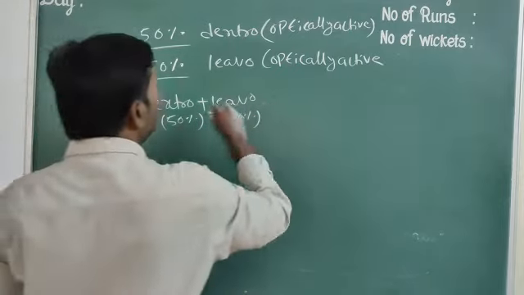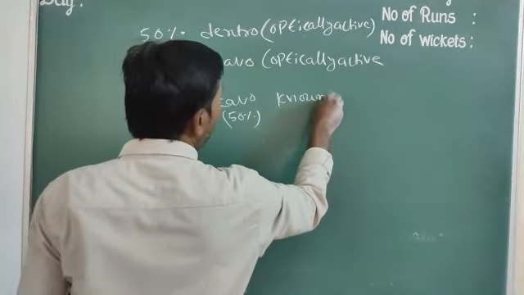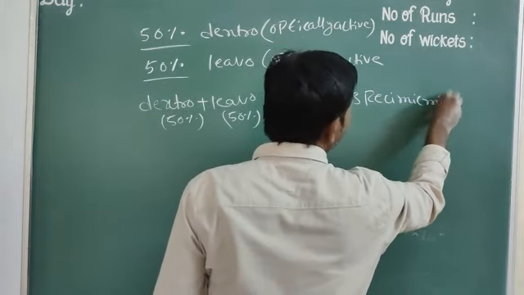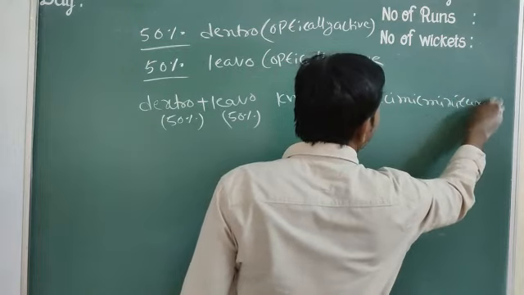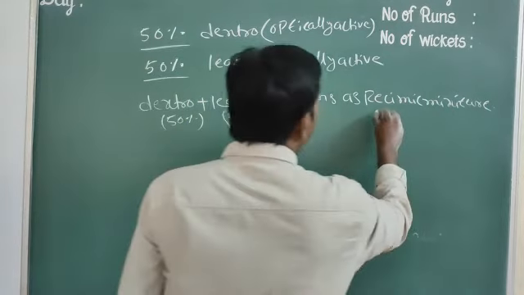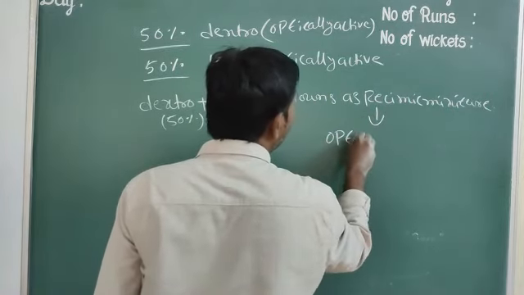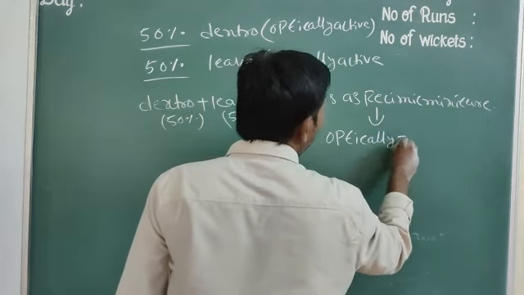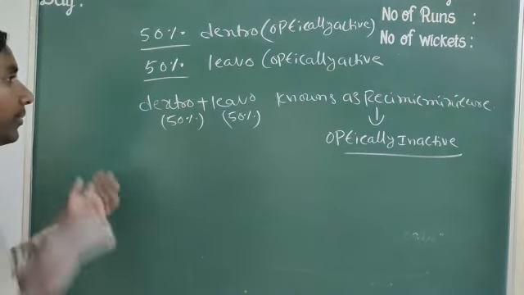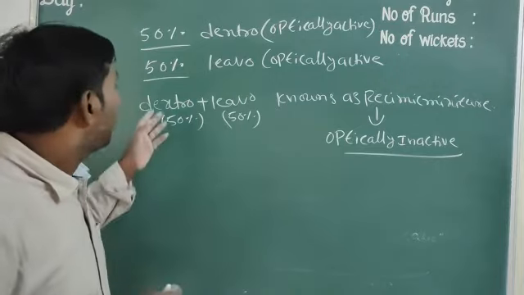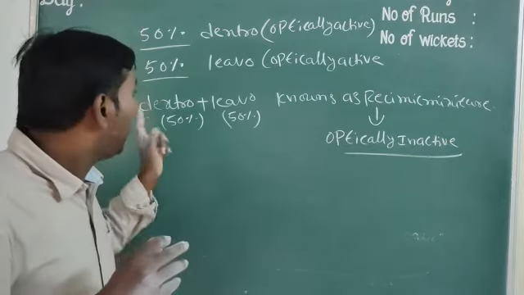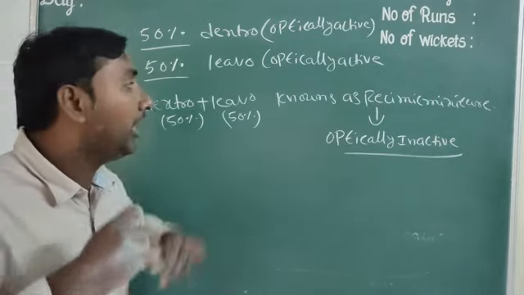Dextro plus levo, as already explained, is known as a racemic mixture. This racemic mixture is optically inactive. We call it racemization. Why optically inactive? Individually dextro is optically active, individually levo is optically active, but dextro and levo together are optically inactive.